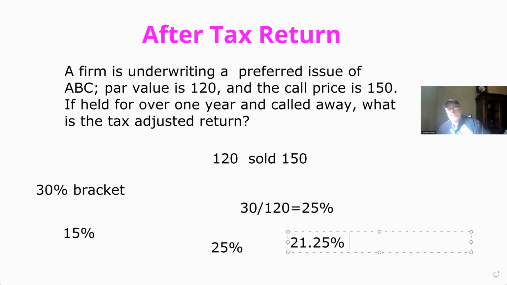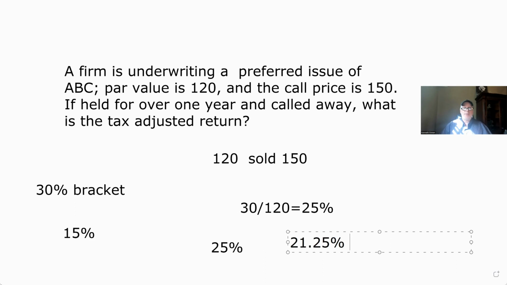So remember, if they don't mention a time, then you're kind of screwed. But if it's over a year, it's going to be a long-term capital gain. If it's a year or less, it's going to be your ordinary income rate. So you have to pay attention to that. Hope that helps a little bit. That's pretty much 4 math problems that could easily be on the 65 or 66.